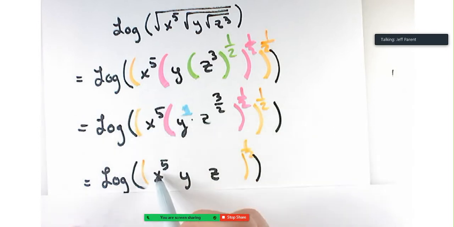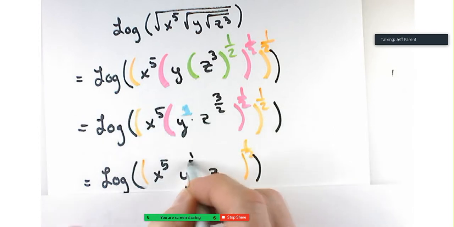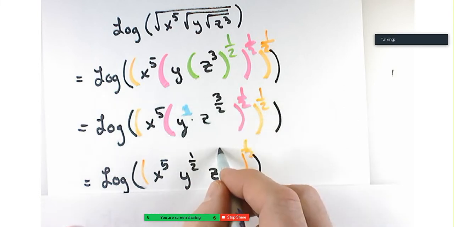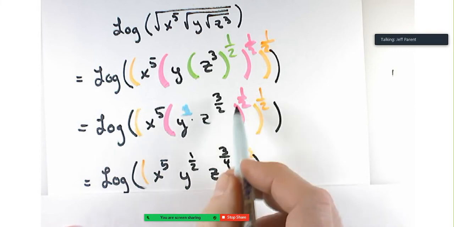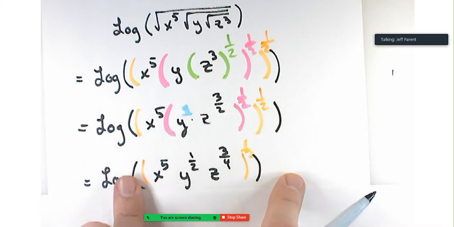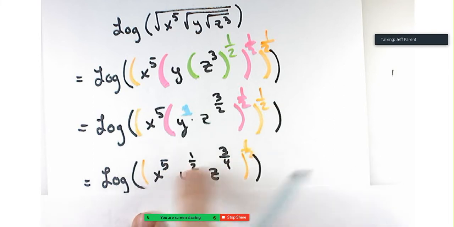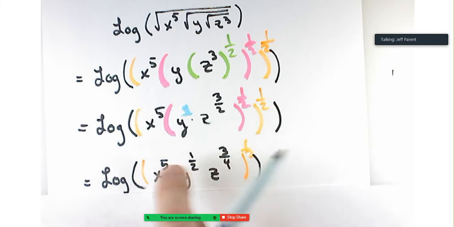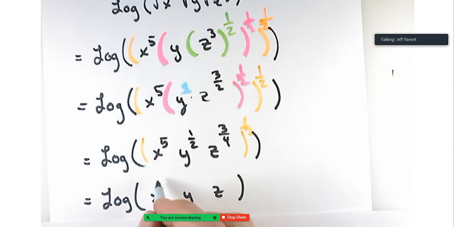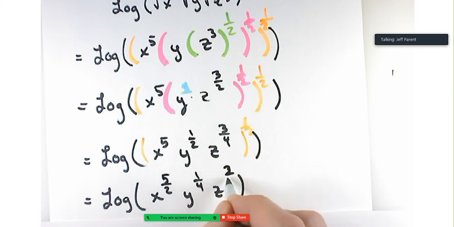I'll get my x to the 5th, I'll have y to the 1/2, and z to what power? Anyone? 3/4, because 1/2 times 3 halves will give me the 3/4. Now I got to do this game one more time. I'm going to get rid of this last set of parentheses so that 1/2 has to multiply each of the exponents on the inside. So 1/2 times 5, 1/2 times 1/2, 1/2 times 3/4 gives me log of x to the 5 halves, y to the 1/4, and z to the 3/8.